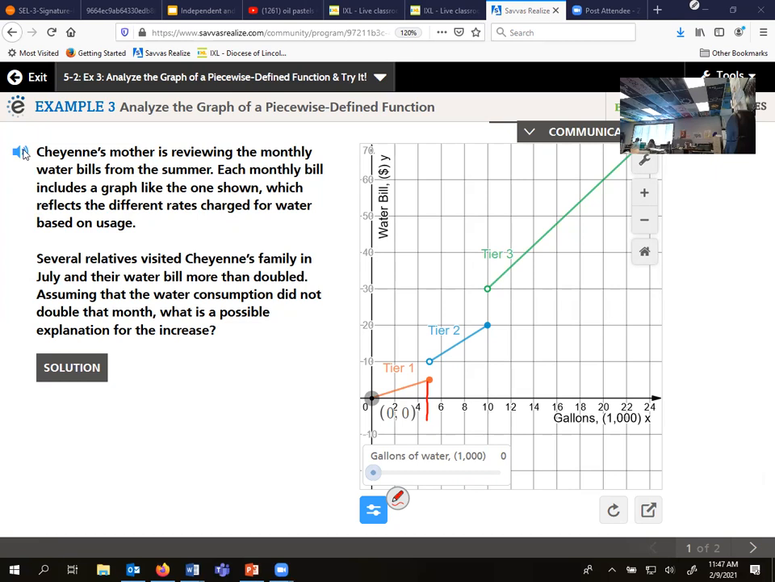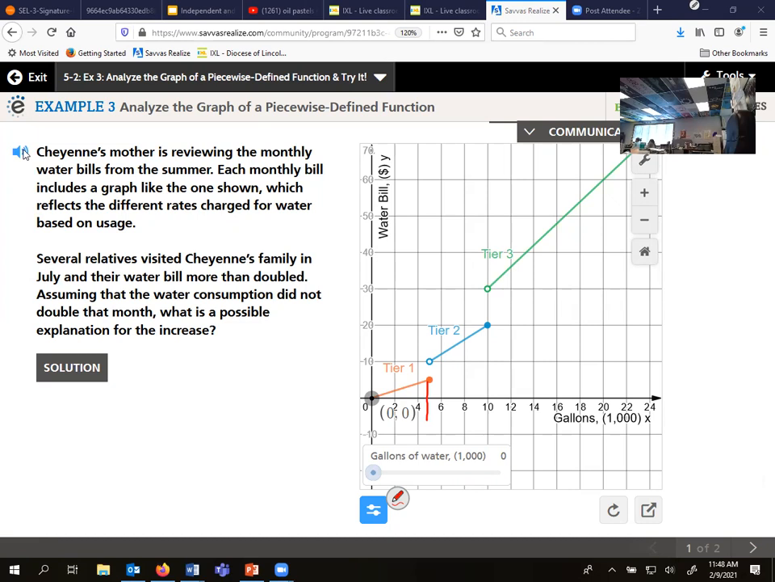Okay. And then here is where it jumps up to that third tier. How many 1,000 gallons do you have to use before you jump up to that third tier, Austin? No. 10,000 gallons. And once you hit 10,000 gallons, everything after that is going to be charged on this tier 3, and it charges you way more for each gallon of water that you use. Okay.